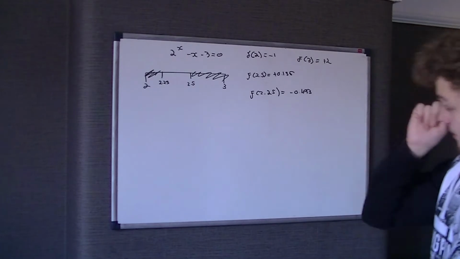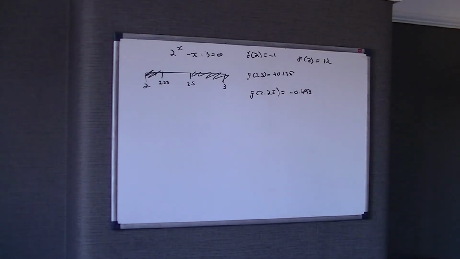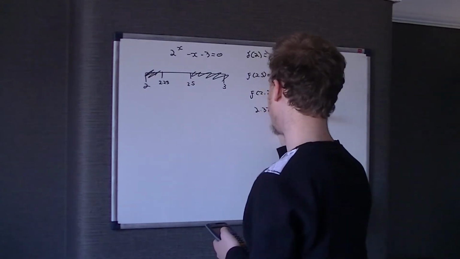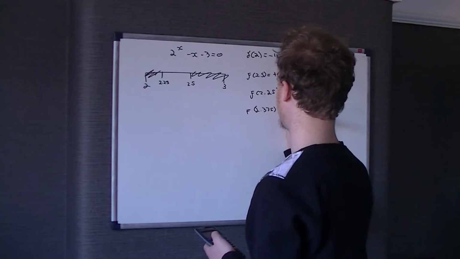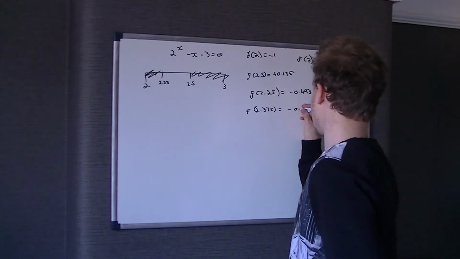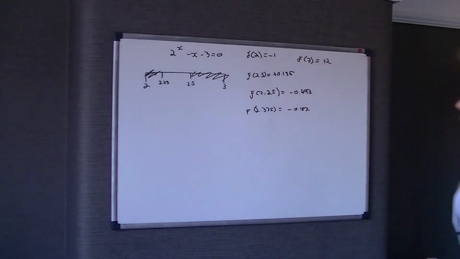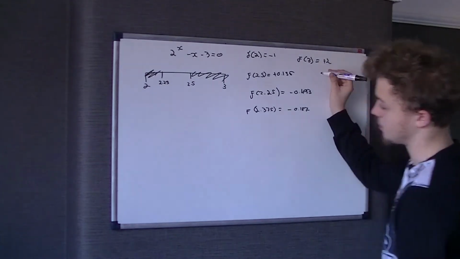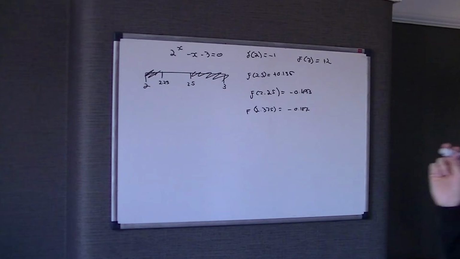So what we're going to do is halve that range and see what it's like halfway between. As I said, you can follow my method of adding 2.5 and 2.25 and dividing by 2. That gets you 2.375. So f of 2.375 is negative 0.817. Well, 2.25 we said was negative, 2.5 we said was positive, so therefore the change of sign lies between 2.375 and 2.5.